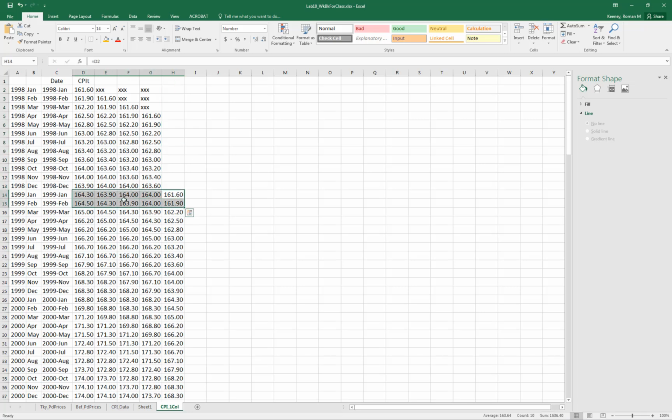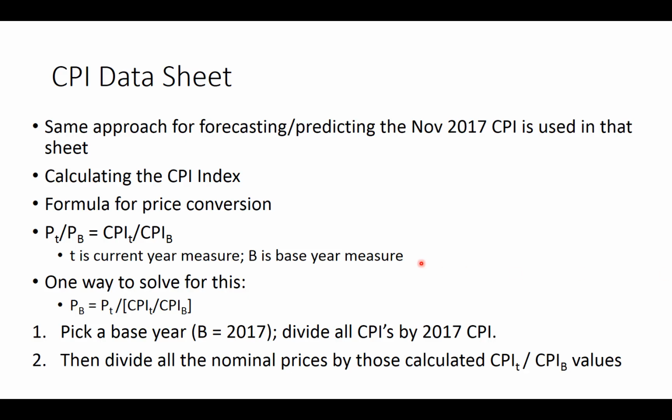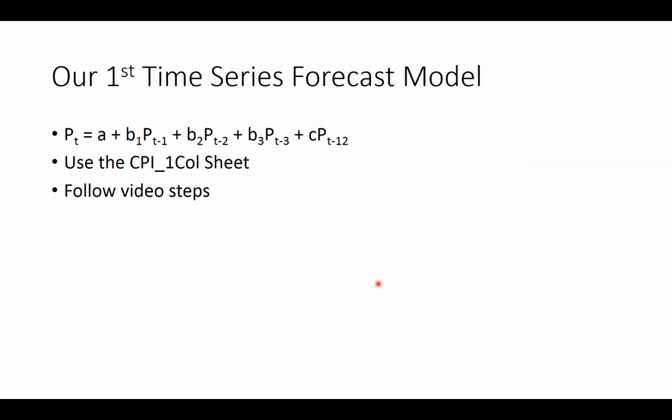So essentially, if we want to use the data that we have for a model like is presented in our handout here, like this, our first time series forecast model, then we have T-1, T-2, T-3, T-12, so we're going to lose 12 months worth of data in our sheet.